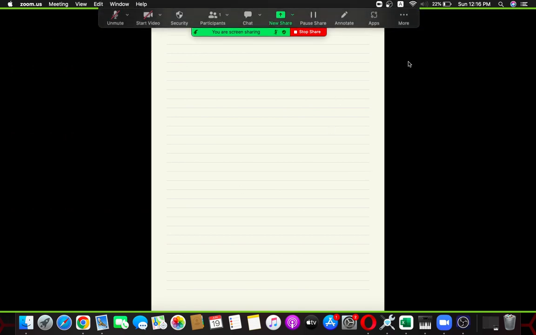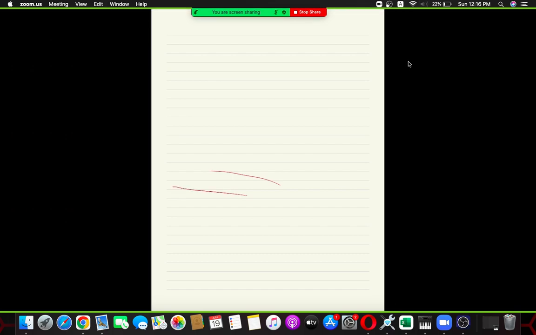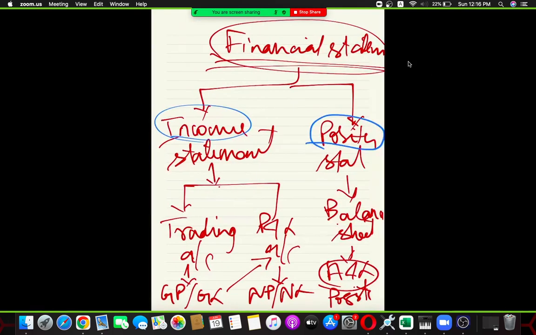And now let's continue. We were speaking about the position statement and income statement. In the income statement, we have the trading account. Through the trading account, we will get gross profit or gross loss. After preparation of the trading account, we'll transfer the gross profit or gross loss to the profit and loss account. In this profit and loss account, we'll get net profit or net loss.